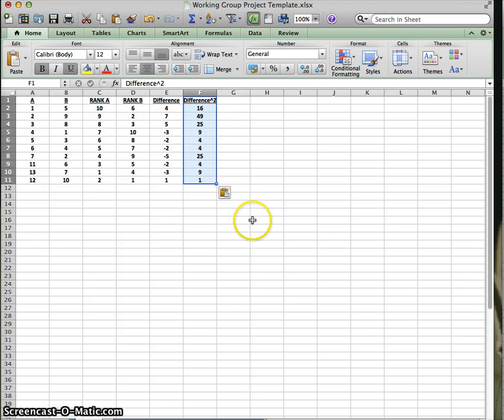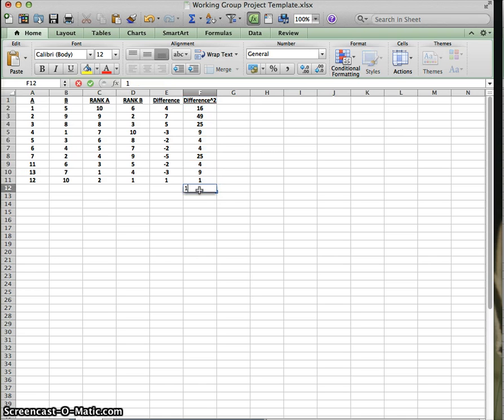The next step is to get the sigma, or the sum, of all of this. I can tell you from rehearsing this a couple of times that this is going to be 146. Just so I don't forget that number, because I'll need it later, I'm going to highlight it.